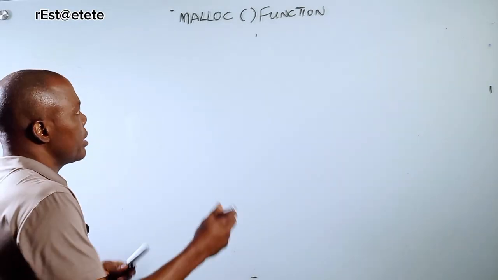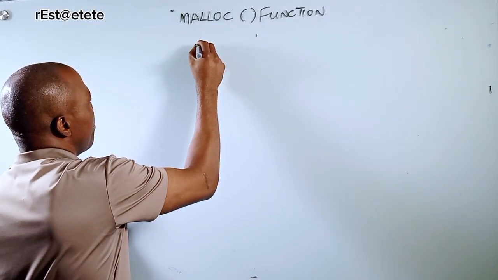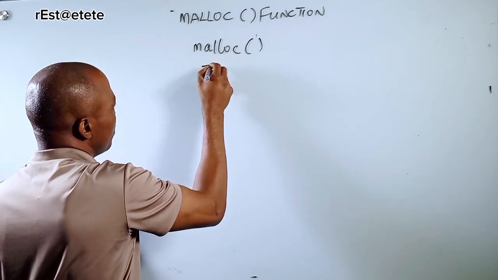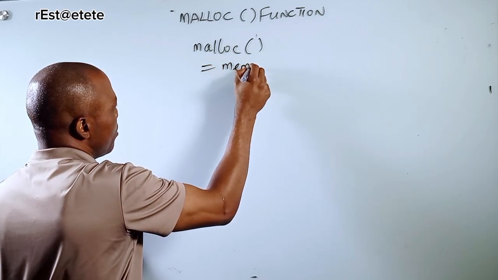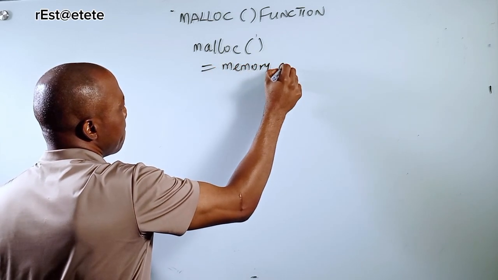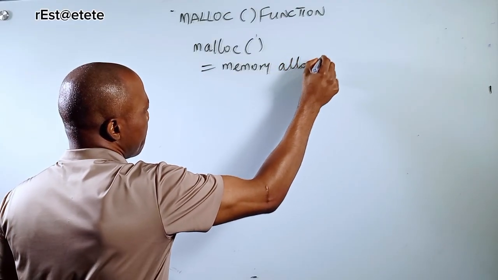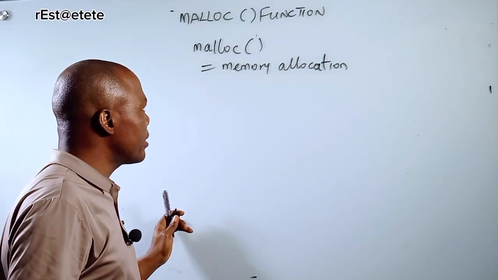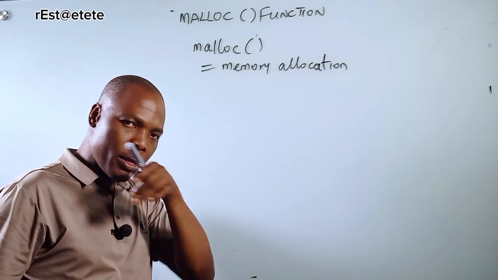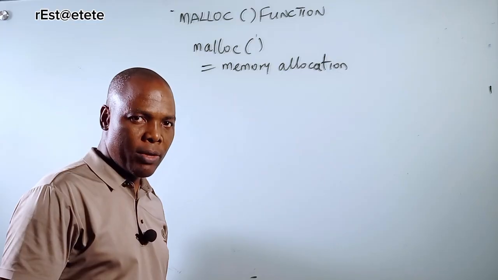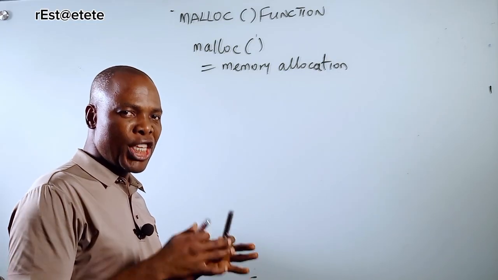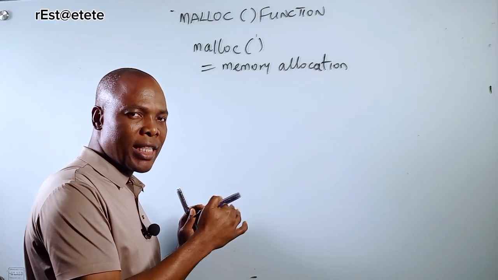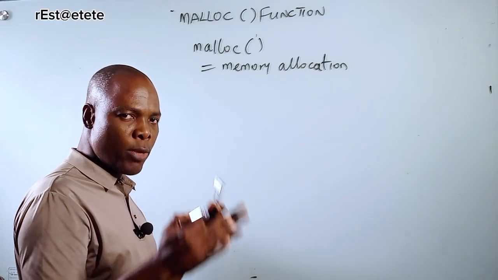Now, malloc. This is the malloc function. This word malloc simply means memory allocation, right? So it is a utility call to the operating system to allocate space in the heap of the memory. I explained in the last class the logical part and the hardware part.